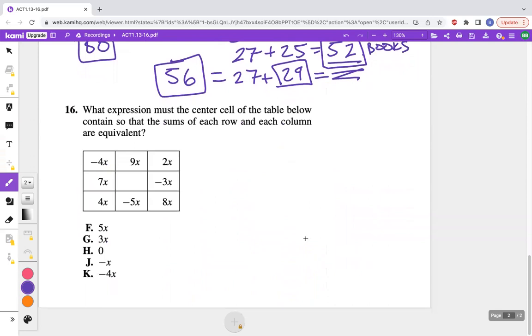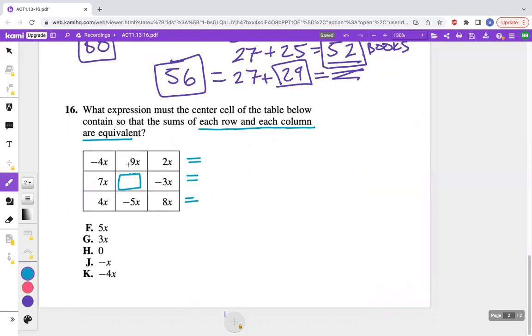All right, so here on our last question, we have: what expression must be at the center cell of the table below so that the sums of each row and column are equivalent? So we need to know what to put in the center cell. They're giving us some information here, which is that each row and column are equivalent. So first I need to figure out what that number is. Since all the rows are equivalent, these all will come out to the same thing. So I'm just going to test this first row and see what I get.